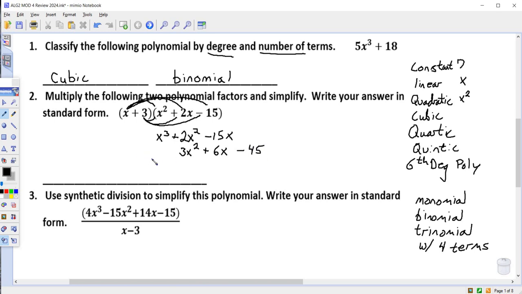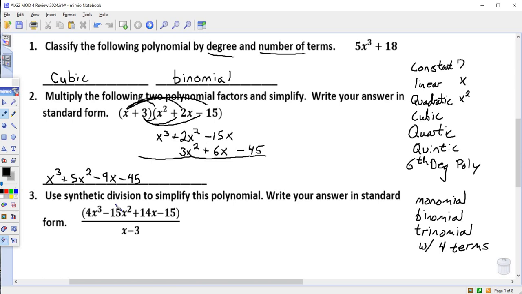Now we are ready to combine any like terms. Like terms are those with the same variable and same exponents. Nothing to combine the x cubed with, so we just write that down. We got 2x squared plus 3x squared gives us 5x squared. And we got negative 15x plus 6x, that gives us minus 9x. And then nothing to combine the constant by, so we have minus 45. X cubed plus 5x squared minus 9x minus 45. That's what we get when we multiply that binomial with that trinomial.